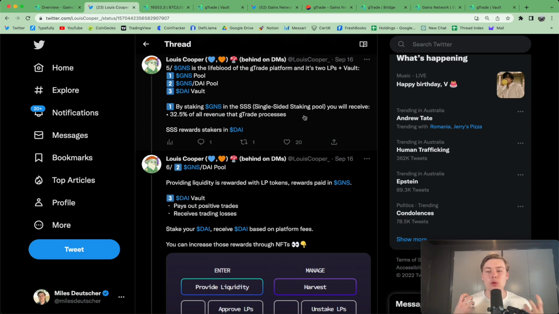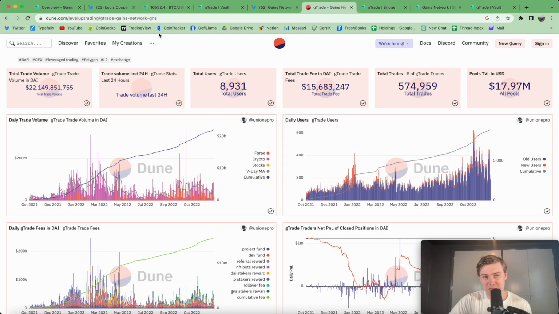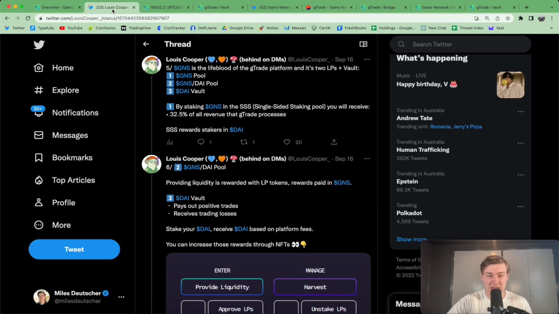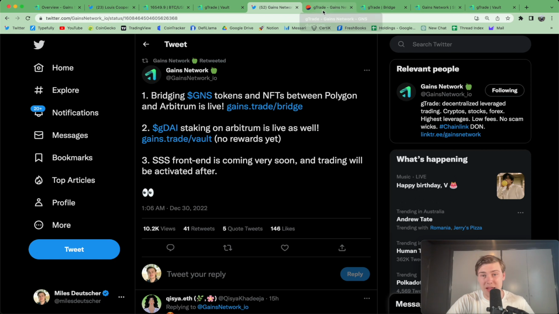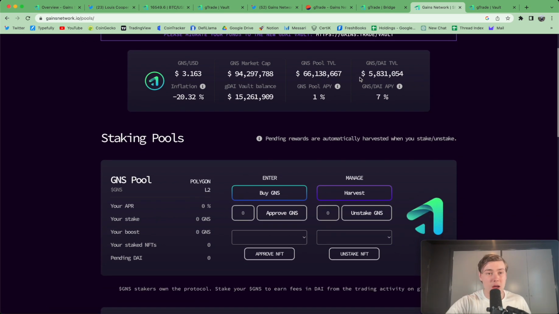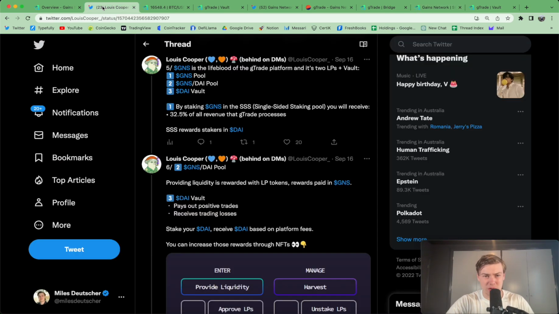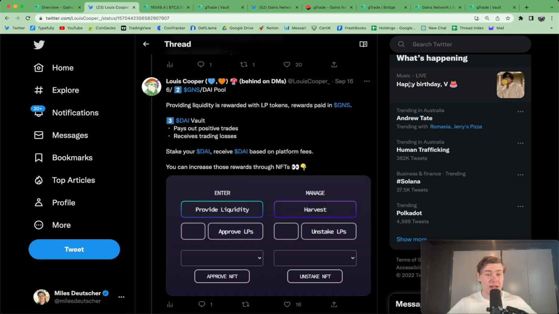So basically, the value accrual here is that the more trading revenue gTrade generates, the more people that are trading on the network, and we've seen this has increased significantly over time, the more that stakers of GNS earn. And that is a pretty linear but also a pretty effective way, in my opinion, of paying yield to stakers. And we can see the GNS pool here, which is on Polygon, and also Arbitrum now, which they are launching on very, very soon.